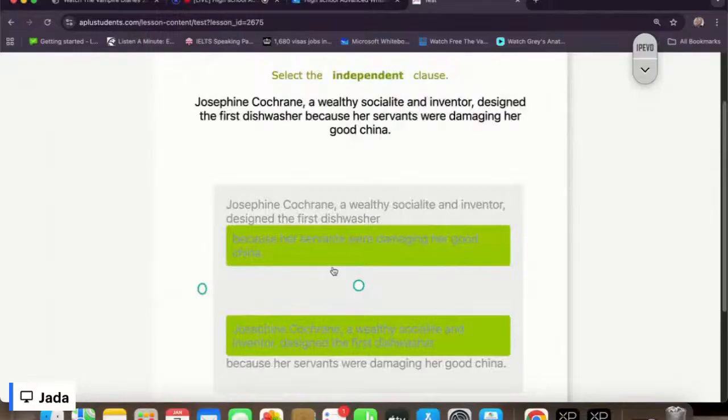Josephine Cochrane, a wealthy socialite and inventor, designed the first dishwasher because her servants were damaging her good china. Independent clause, first or second?